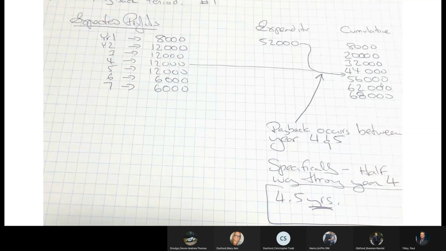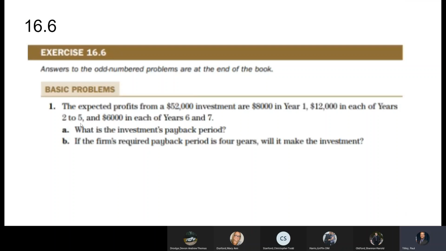Paul? Yeah. Can you repeat how we got the payback period? Okay. Well, in the question it says the expected profits from a $52,000 investment. So that's what we're putting up front, $52,000 to buy whatever it is we buy. And then it's making $8,000 in year 1, $12,000 in year 2, $12,000 in year 3, $12,000 in year 4, $12,000 in year 5, $6,000 in year 6, and $6,000 in year 7. See how that works? Yeah.